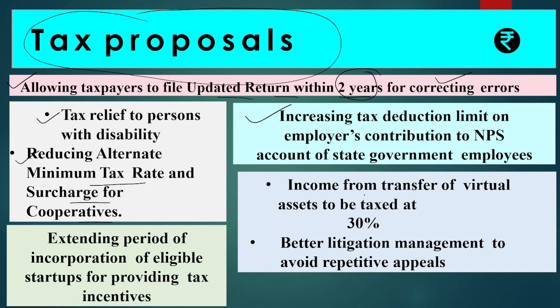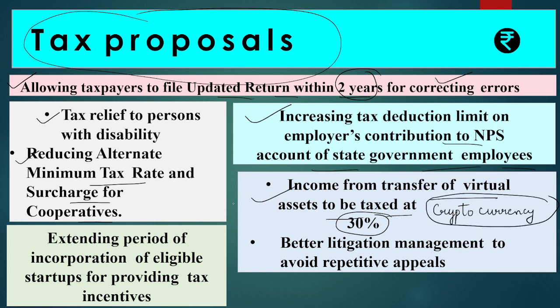Next is your increasing tax deduction limit on employers' contribution to NPS account of the state government employees. Next point is income from transfer of virtual assets to be taxed at 30%. That is, if you are investing in cryptocurrency, all right, or if you are investing in your digital money, then tax of 30% you have to pay over there.